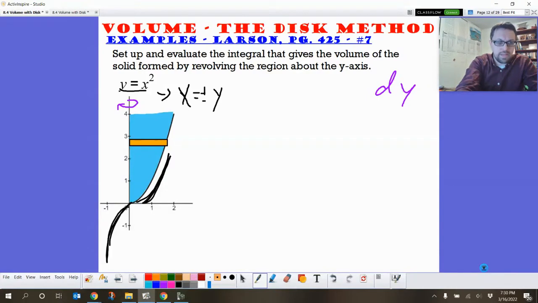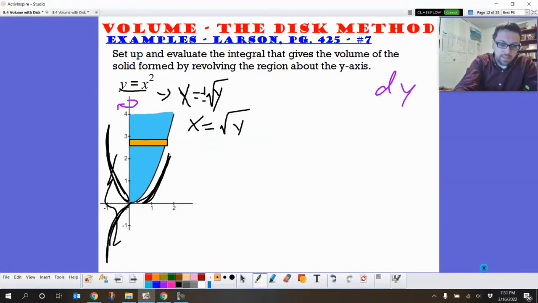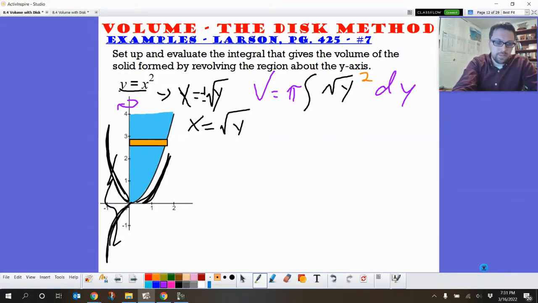We don't want the negative stuff. So all we want to use is x equals the square root of y. I don't know why I didn't have a square root there before. Sorry about that. So that is going to be our thing. Square root of y. Slap a squared on it because that's our radius. I don't know why I'm writing this backwards this time. So sue me. So our volume is pi integral from something to something. Well, let's see. We're going from 0 up to 4.